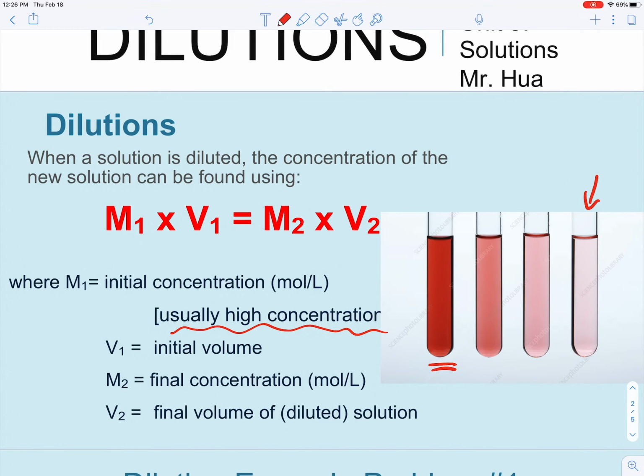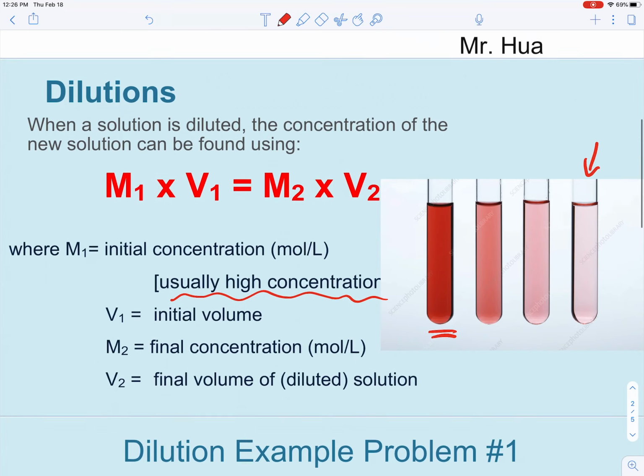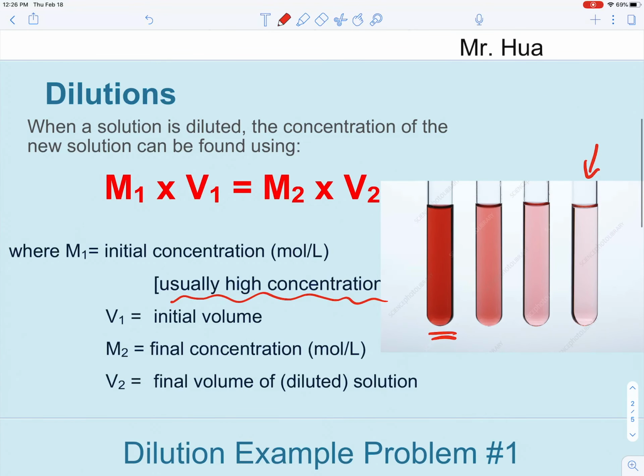So we're going to use this formula, M1V1 equals M2V2. And this is really useful in chemistry, especially for me when I'm making solutions. I generally make them really low concentration for our lab, but we usually buy high concentrated stuff and we dilute it, and that makes it last a really long time.